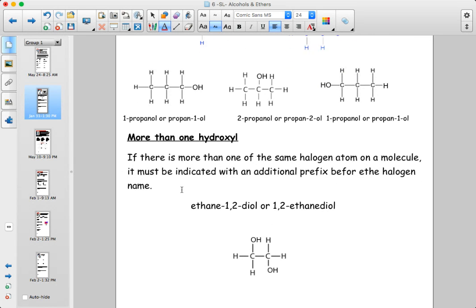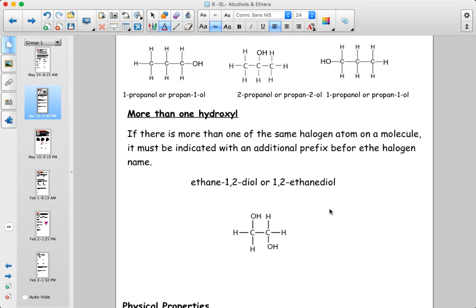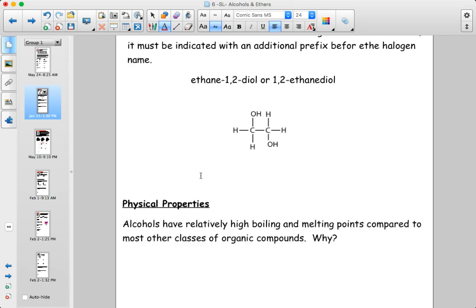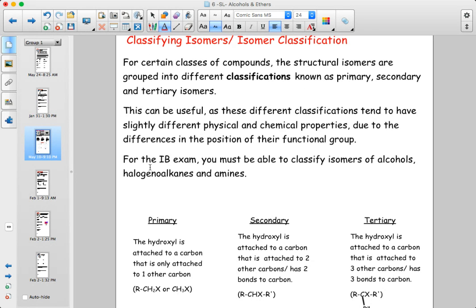If there is more than one hydroxyl, you would have to number them both, 1,2, and you'd call it diol. So ethane-1,2-diol or 1,2-ethane-diol. A very rare example, but just wanted to point it out. We're going to skip past the physical properties for now. We can discuss them and review them in class.